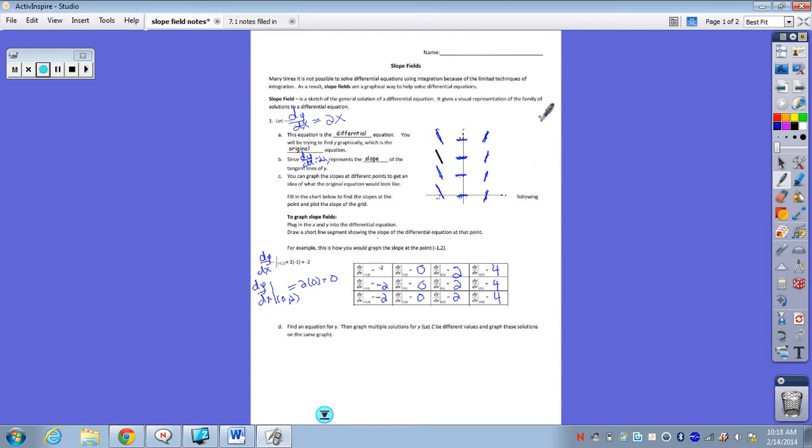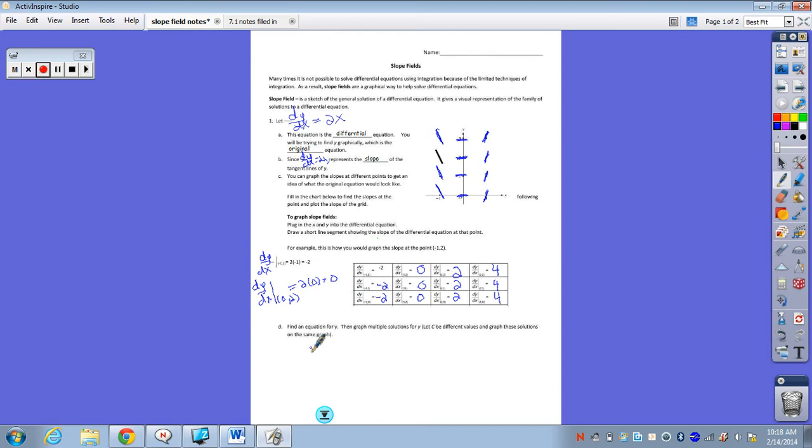So this is the slope field. We drew a slope field. Part D says find an equation for y and then graph multiple solutions for y. How we do that is we let c be different values and graph those solutions.